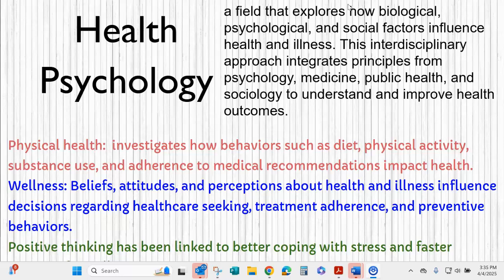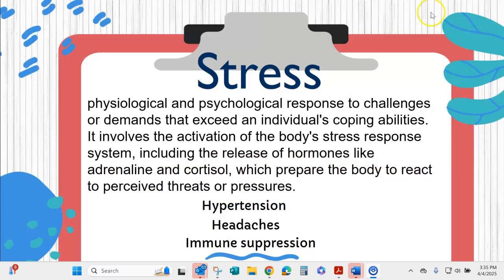Different elements to it. Physical health looks at things like diet and physical activity, but also substance use and also how doctors and medical professionals can impact health. Wellness has to do more with a person's individual beliefs and attitudes and perceptions, and how they make decisions whether or not they're going to seek healthcare or even follow that healthcare and try to prevent things on their own. And then positive psychology links in the positive thinking that can help people to cope with stress faster.